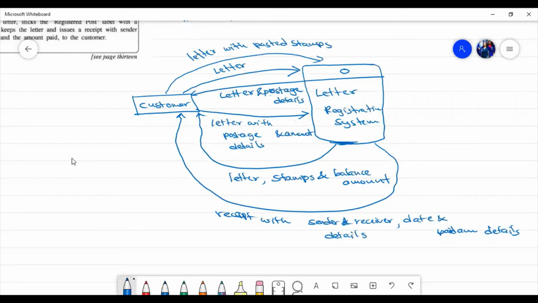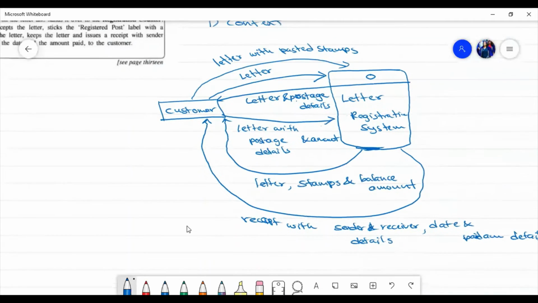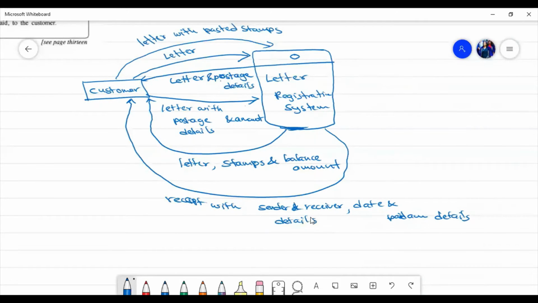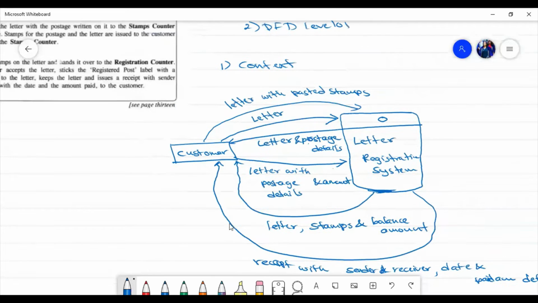Okay, so that's it. Is it wrong? It is not actually wrong. You would get half marks here if you just write receipt. So here you need to say receipt with what? You have to show what type of information is flowing. Receipt with sender, recipient information, and date and amount paid details, so we have to mention that. If they have just given receipt, then that's fine.